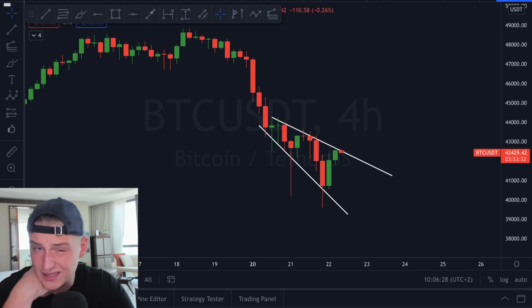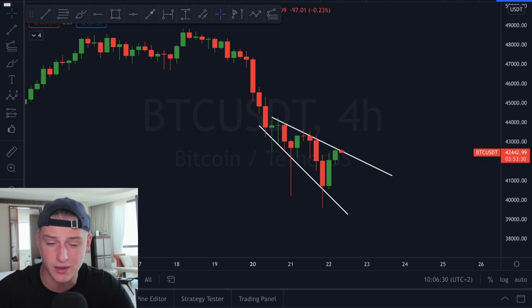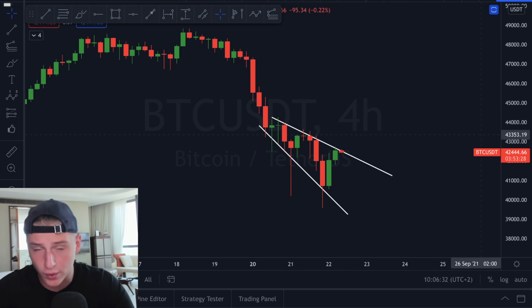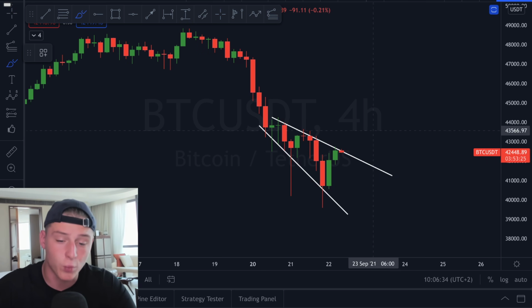So for sure, I'm not necessarily anticipating a major correction from this point, and maybe we're going to break out on the next 4 hourly candle. So what does this pattern look like?